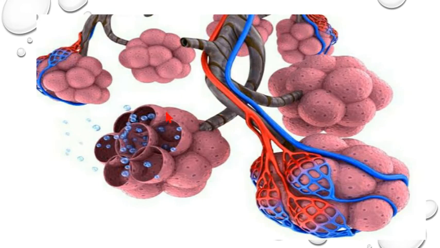You can see here, these alveoli look like a bunch of grapes. They're present at the end of bronchioles, and they are surrounded by a dense network of blood capillaries.